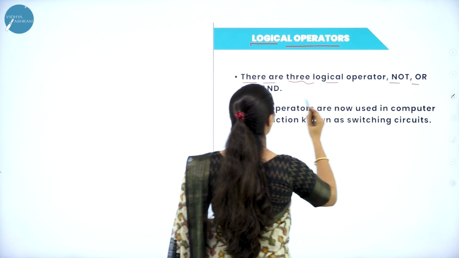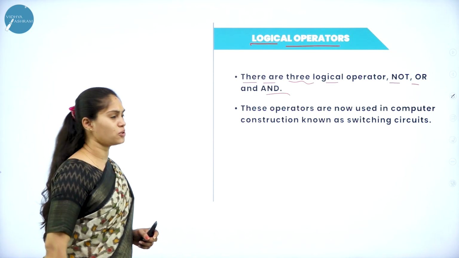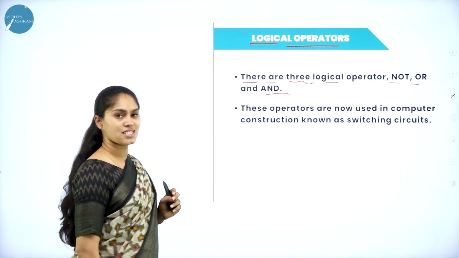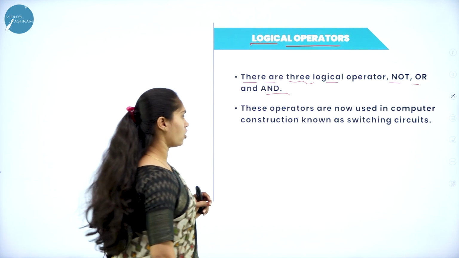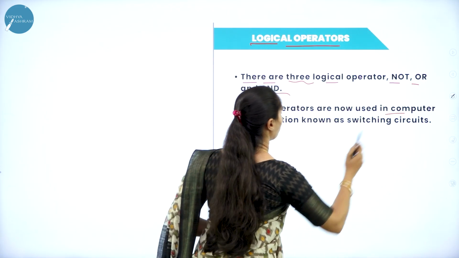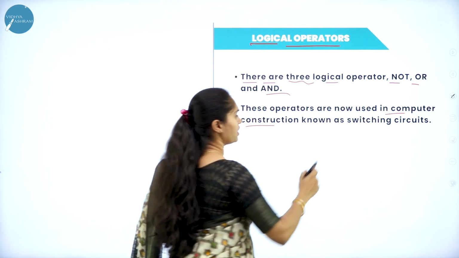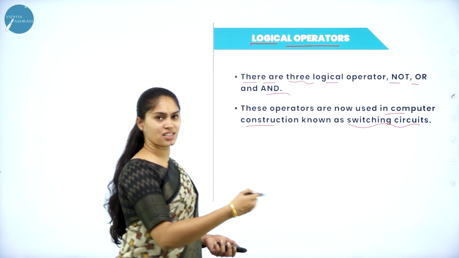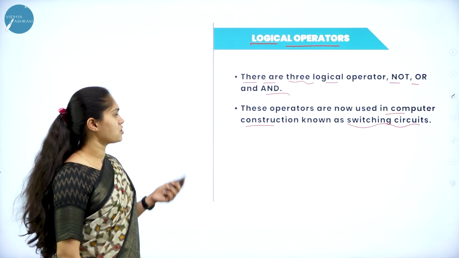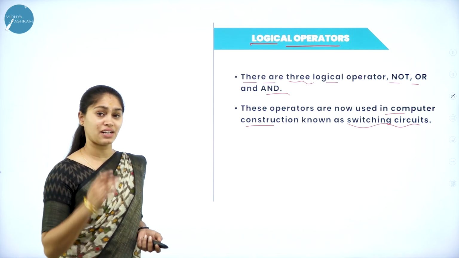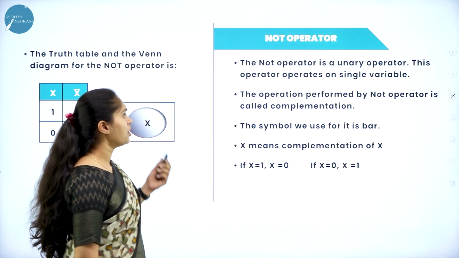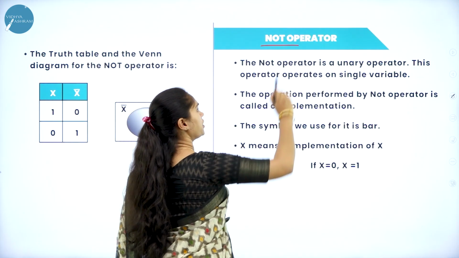One is NOT, OR, and AND. So we are going to have OR, AND, as well as NOT as the logical operators in Boolean algebra. We are going to use these operators in the construction of computers, which will be considered switching circuits. Switching in the sense that it is related to Boolean, that is, zeros and ones. So how many logical operators do we have with respect to Boolean algebra? AND, OR, and NOT. We'll see the first type, the NOT operator.